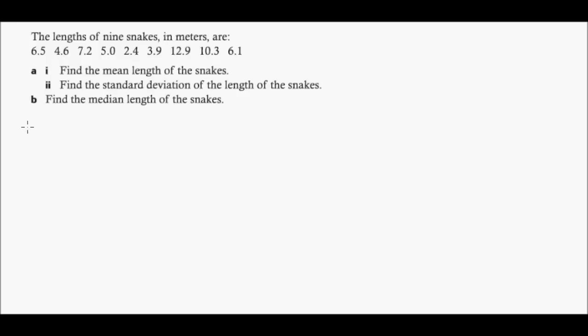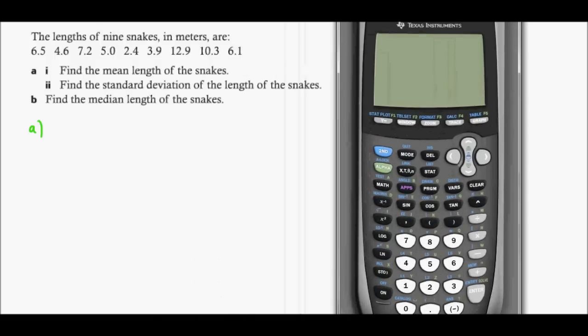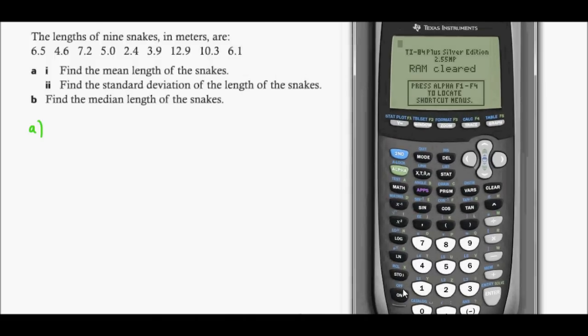Okay, we can do that right away. So, with this, what you want to do is go straight into your calculator, and in order to enter in a list, this is one of the biggest skills you need to have. You turn your calculator on, you go to Stat, enter, and we're just going to enter in this list.